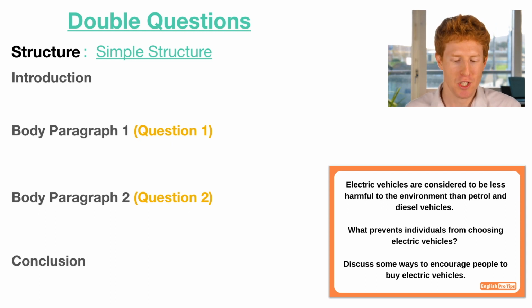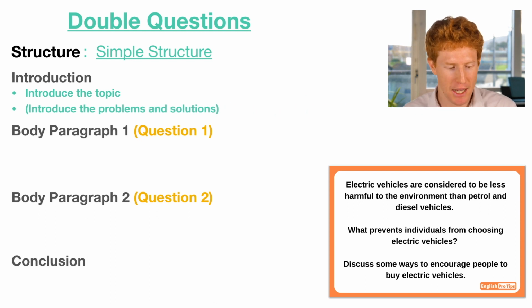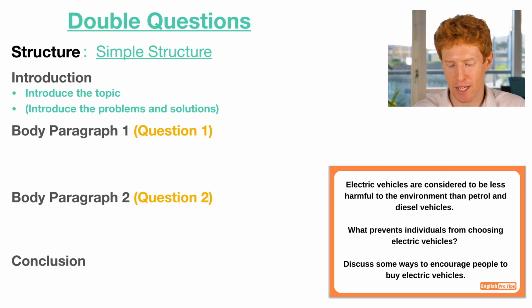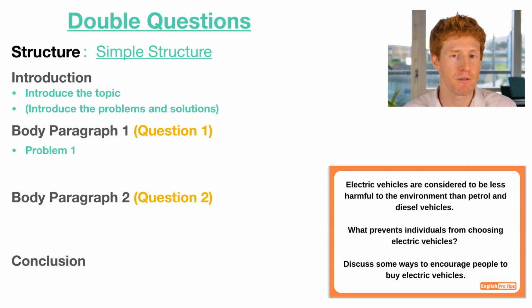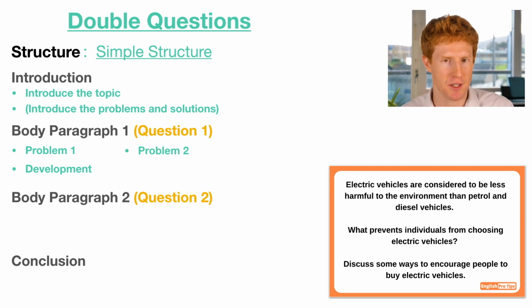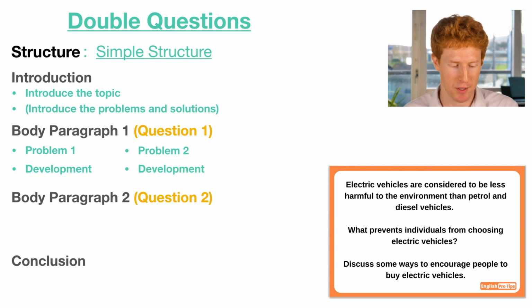Okay, in the introduction we're going to introduce the topic, and we're potentially going to introduce the problems and solutions. So we're going to introduce the topic in the sense that we paraphrase the question, and then we might want to introduce the problems and solutions that we're going to mention in our body paragraphs as well. In body paragraph 1, we're answering question 1. So we need the first problem that we're going to write about, and then a development, and ideally a link as well. And then a second problem that we identify, and then a development for that as well.